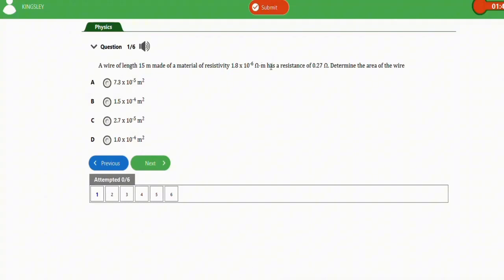The first question I have says, a wire of length 15 meters made of a material of resistivity of this value has a resistance of this. Determine the area of the wire. So basically, to solve this question, you need to apply this formula for resistance when resistivity is involved. So we have R equals resistivity times length over A, being the area. So let's input the values.